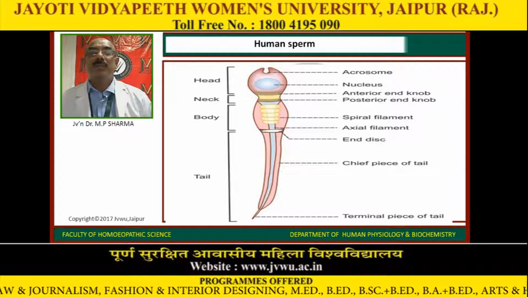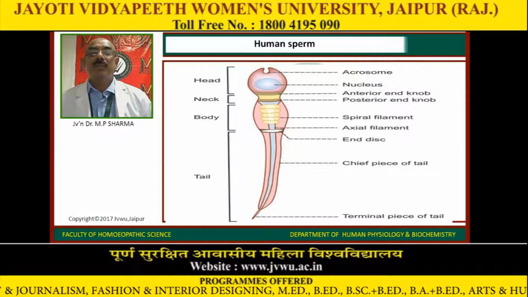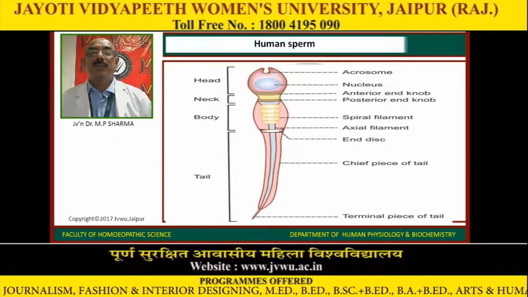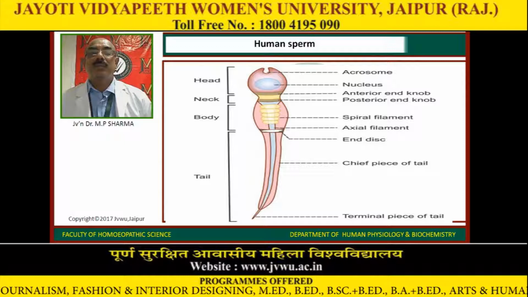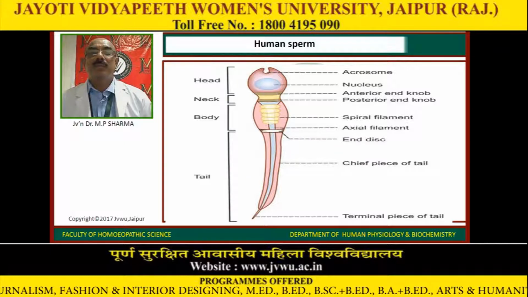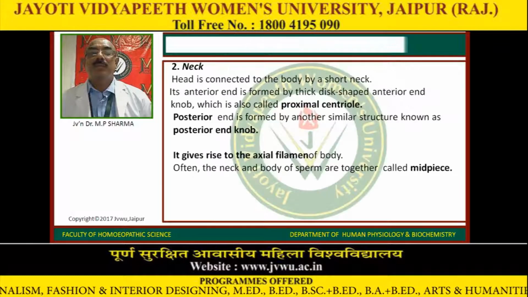And this is the structure of the human sperm: head, neck, body. The top part is the acrosome, then the nucleus, anterior end knob, posterior end knob, spiral filament, axial filament, and the chief piece of the tail and terminal piece of the tail.